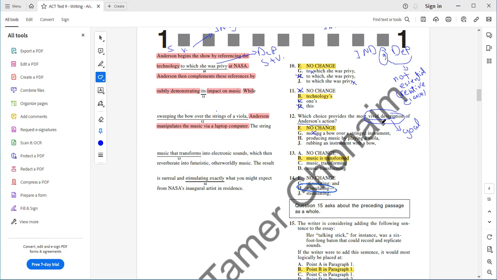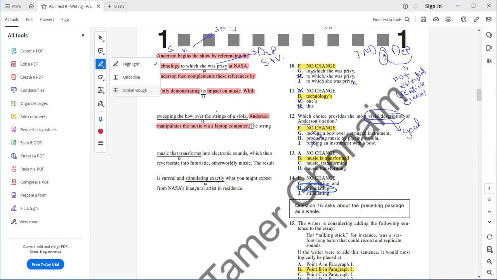Producing music? No vivid description. I need a vivid description that has images in it. Rubbing an instrument with a bow? No. The best thing is sweep, like you're sweeping the floor. Sweeping the bow over the strings of a viola gives you a vivid description. Clear, engineers, yet? Clear, master. Okay. Dr. Ahmed.